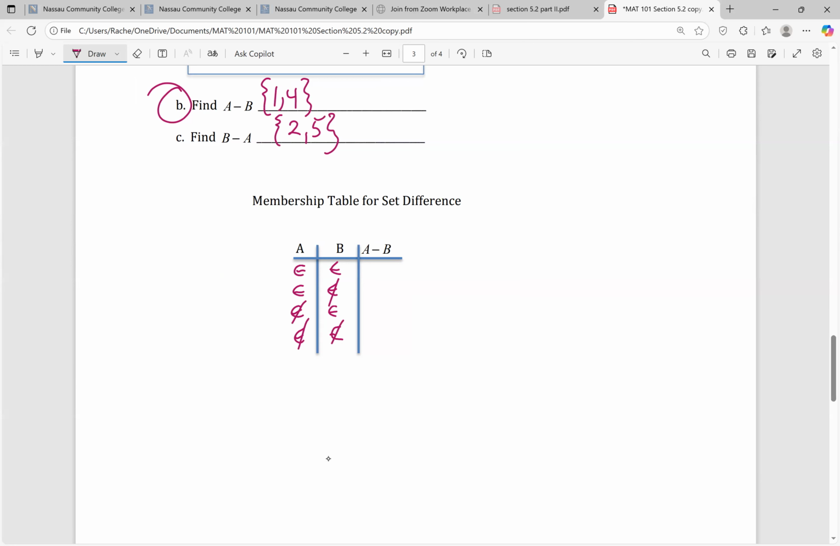Okay, so now let's look at the set difference. If something's an element of A and it's also an element of B, if we take the difference, then it's not going to be an element of the set difference. If an element is in set A and not in set B, and we take the set difference, then we're going to have an element of A minus B.